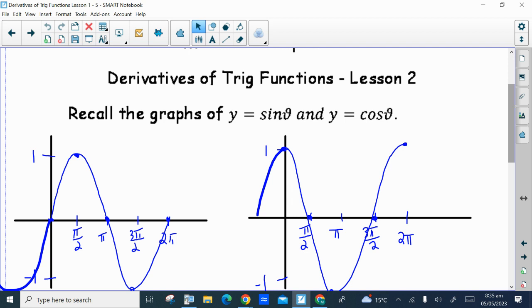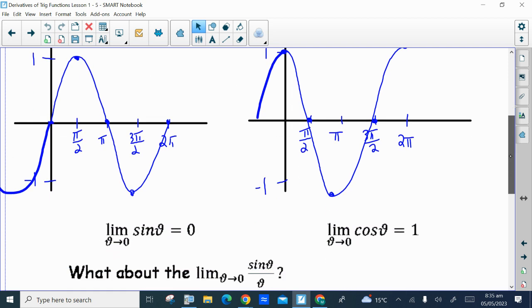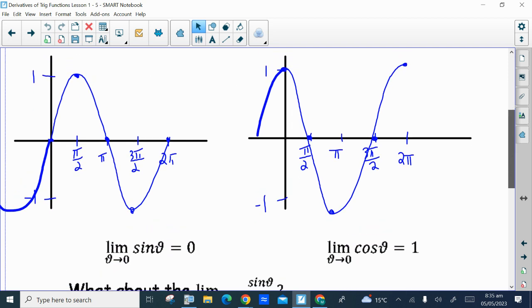Okay, so remember what the graphs of sine and cosine look like. They are drawn there. You can tell by looking at the graph that the limit as theta approaches 0 of sine theta is 0. Remember, the limit is asking what value y is approaching as theta gets closer and closer to 0. You're approaching the point 0, 0, so that's why that's the limit. However, the limit as theta approaches 0 of cos theta is 1, because as theta gets closer to 0, the graph is approaching the point with a y value of 1.